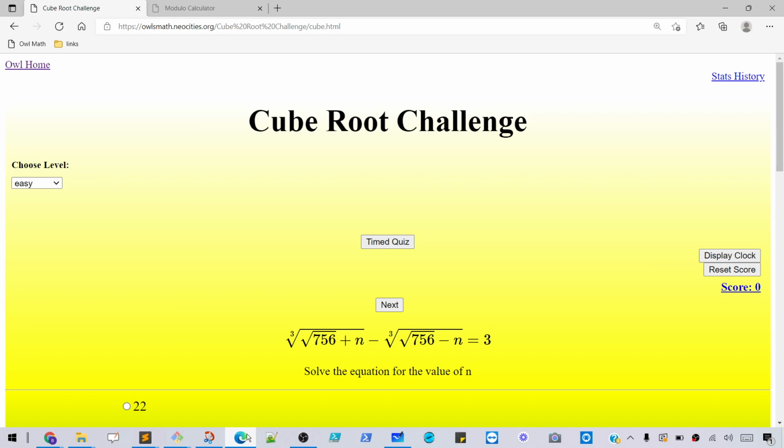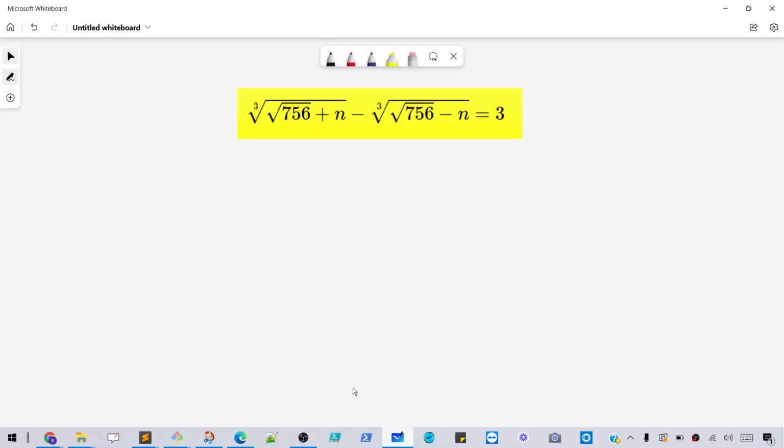So we have some cube roots and some square roots, and it looks pretty tricky, but let's give it a shot. What I'm going to do to start is call this part x and this part y. The first thing I want to do is take the cube root on both sides, to make the equation look a little simpler: x minus y equals 3. And we'll cube both sides.